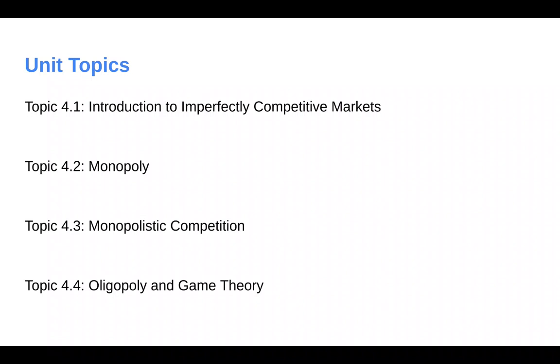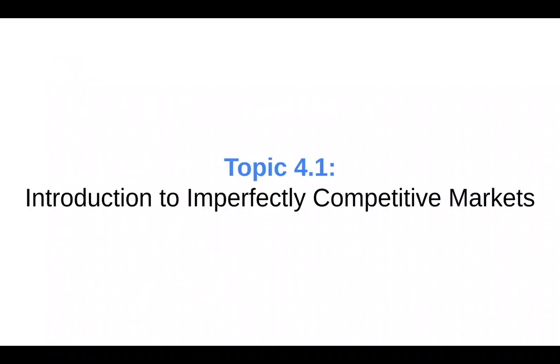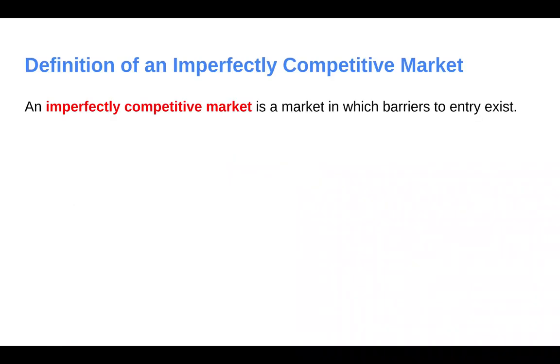So, with that in mind, let's go ahead and talk about what an imperfectly competitive market is. An imperfectly competitive market is a market in which barriers to entry exist. In other words, it's a market where there are things that make it very difficult for a new firm to enter the market. There are things getting in the way. Remember, when we talked about perfect competition, we said there were no barriers to entry. It was very easy to get into this market.